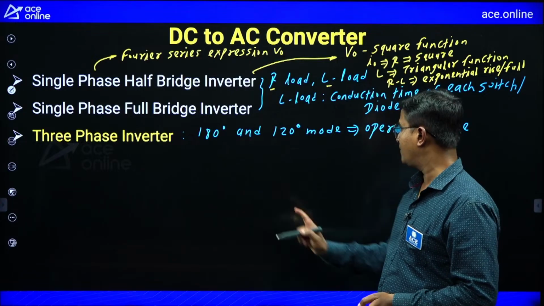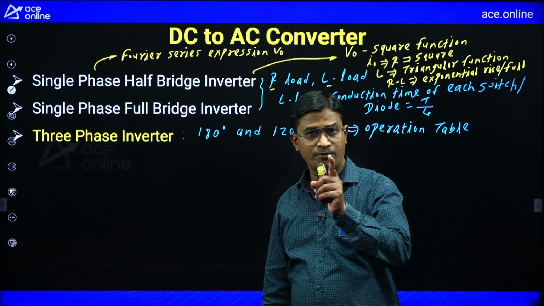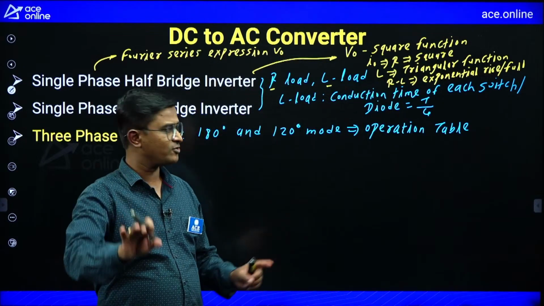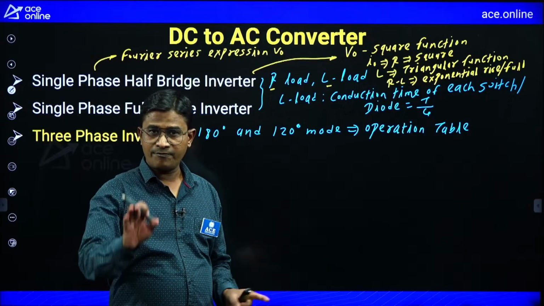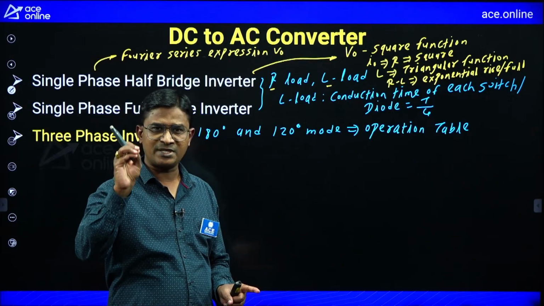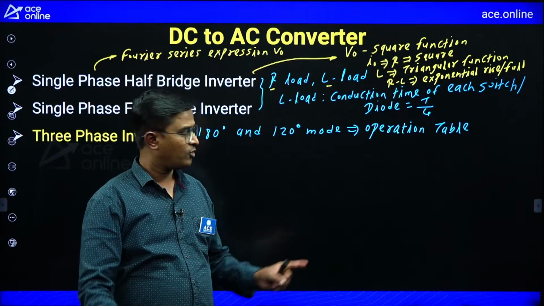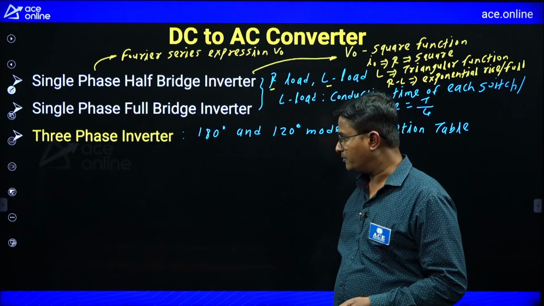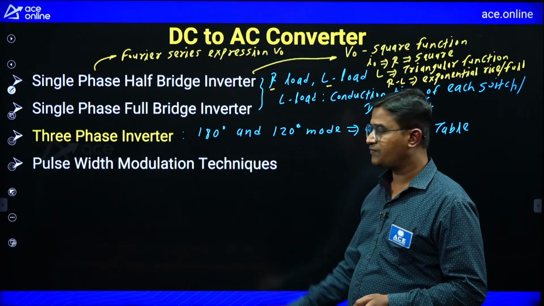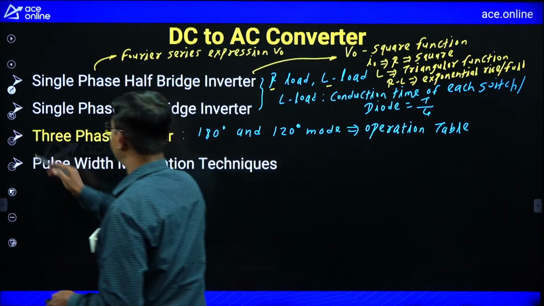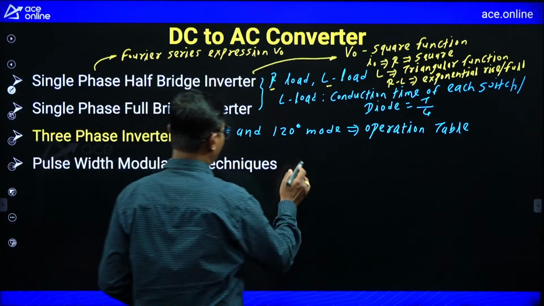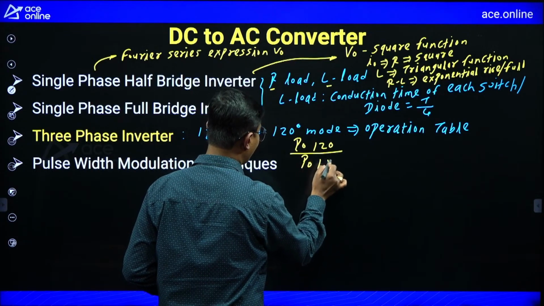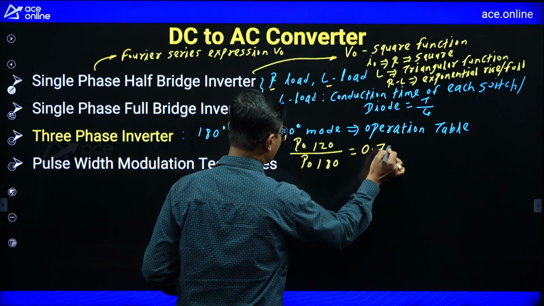Next, in three-phase inverter, you are required to only focus on the operation table. Fourier series expression you are not required to memorize on three-phase inverters. Phase voltage, line voltage, RMS value expressions are not required to memorize. Operation table is important. And one more thing in three-phase inverters, one ratio is there, P0 120 upon P0 180, which is equal to 0.75.